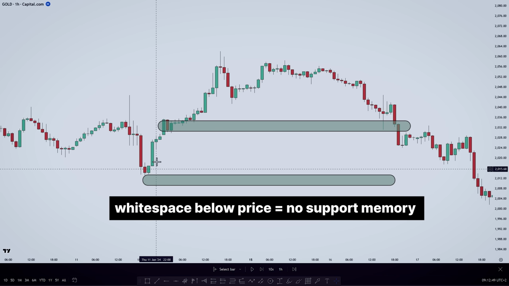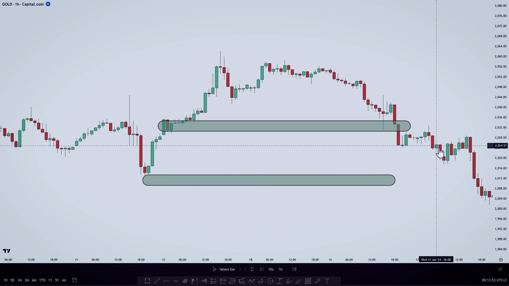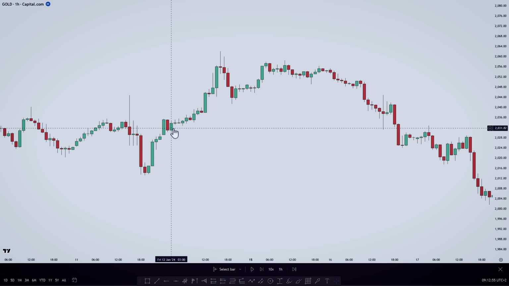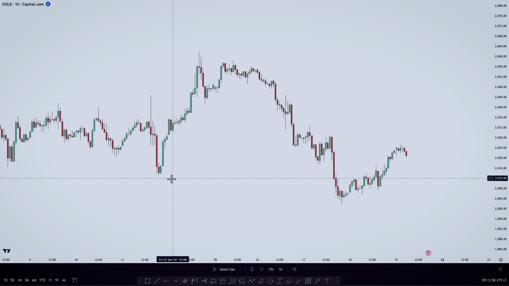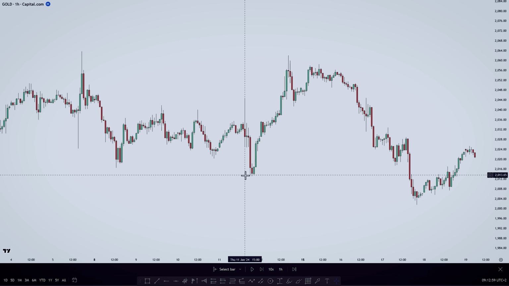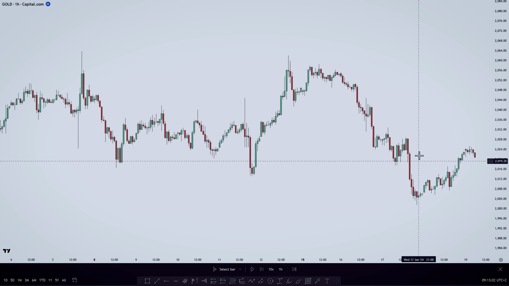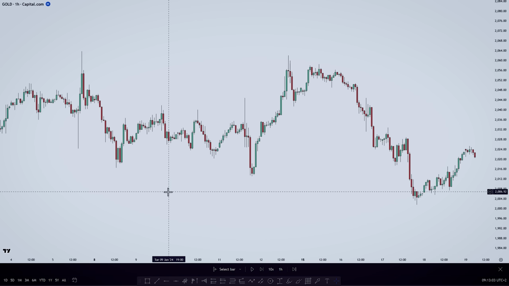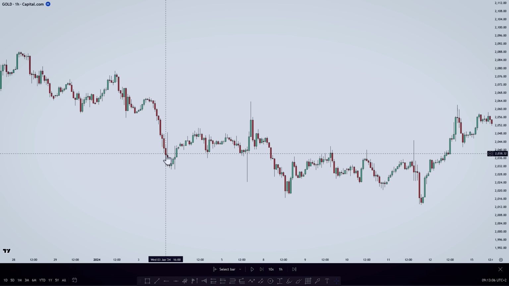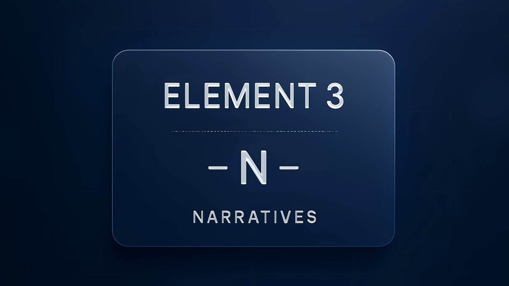Whitespace below price. That's an air pocket. If price falls into that zone, there's no support. Before you look for a trade, find the white space. You want to trade through thin air, not into thick traffic. Now you know where you're standing, but you need to understand the soldiers fighting around you.